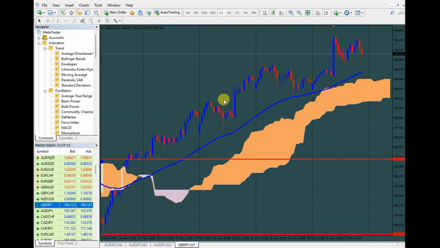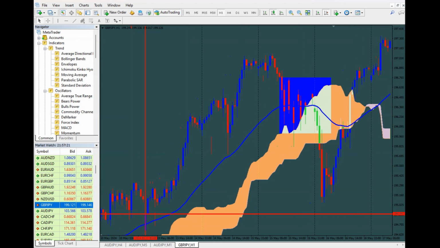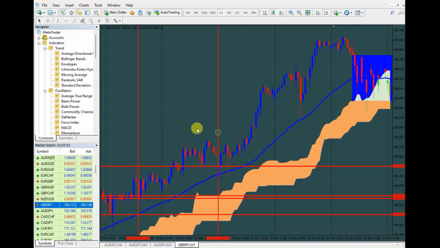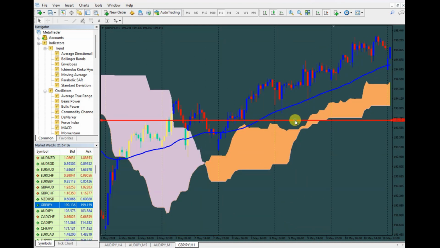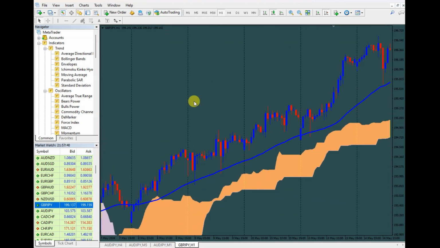If you like to scalp the market, let me delete most of these lines in order to clean up the chart. Okay, I remove these ones. Okay, so now we have our chart clean again.